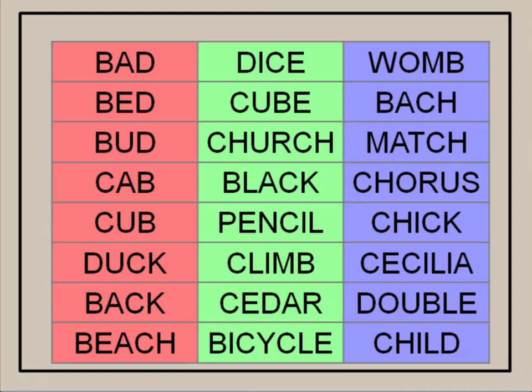Womb. Here we find the digraph MB and a silent B. Womb. Bach.